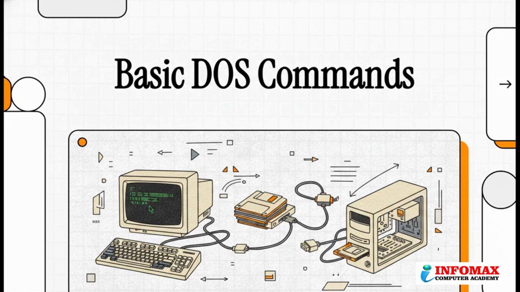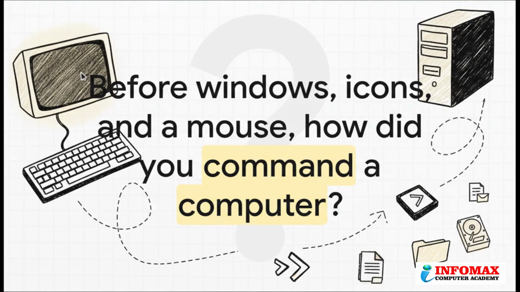We're going to take a trip back in time, way back, to the dawn of the personal computer. We're going to explore the language they spoke long before we had all the fancy icons and windows we're used to now. So just imagine for a second: no icons to click, no start menu, not even a mouse. All you have is a black screen with a little blinking line. How in the world did you actually tell the computer what to do? That's the puzzle we're going to solve today.